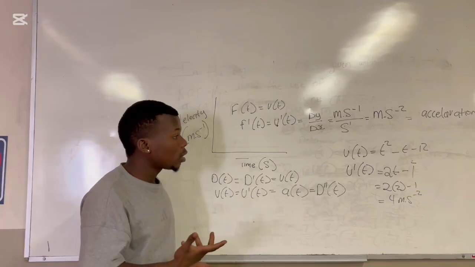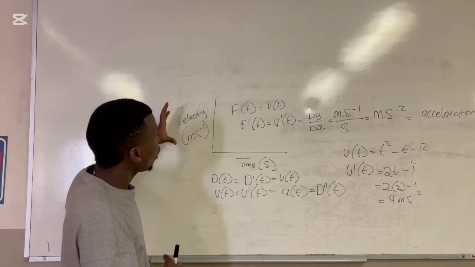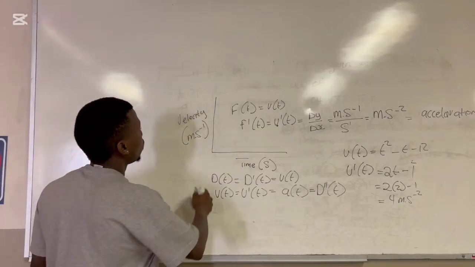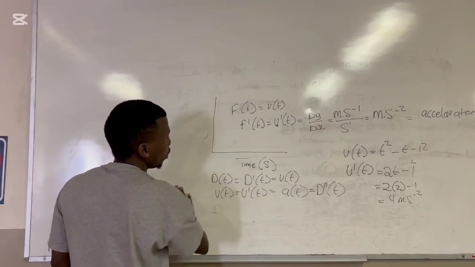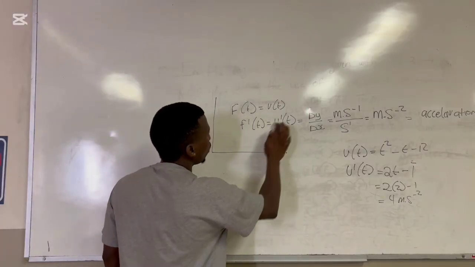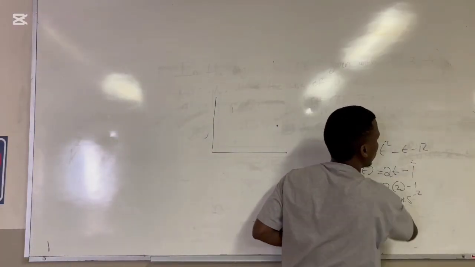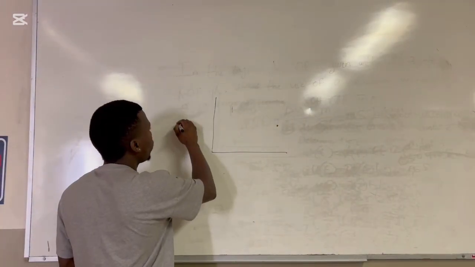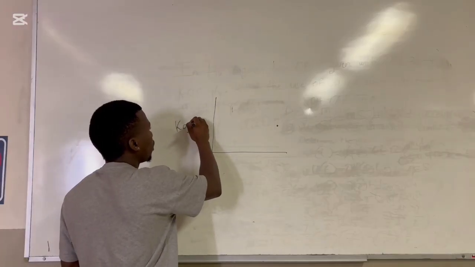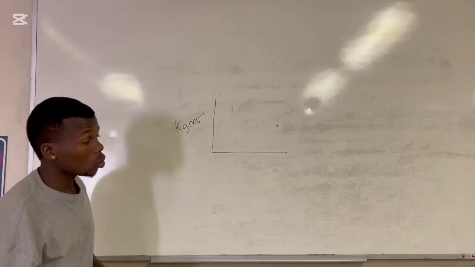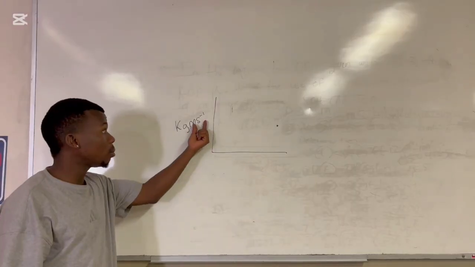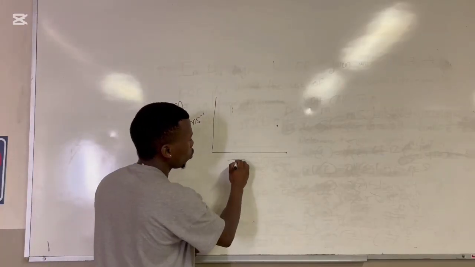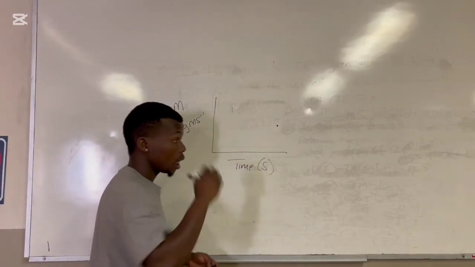Now let's draw a momentum versus time graph. Remember, momentum is measured in kg multiplied by meters per second, because momentum is always equal to mass multiplied by velocity. This will be momentum. And this will be time, measured in seconds.